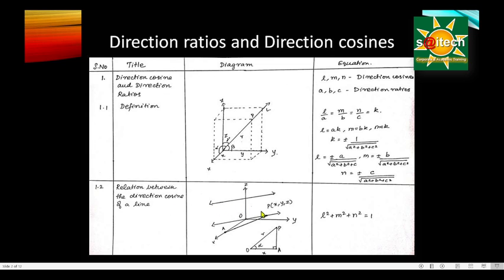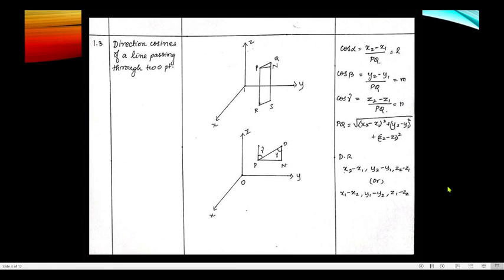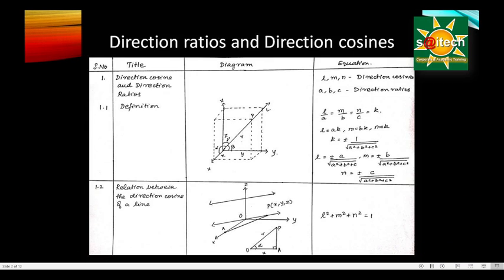In a question, if they give that the direction ratios of a line A, B and C are 1, 2, 3 or something, we can easily find the direction cosines based on this formula. Next concept, relation between the direction cosines of a line. What is the relation? L square plus M square plus N square is equal to 1. So if in the question they have given M and N, we can easily find L by substituting the direction cosines M and N in this equation.